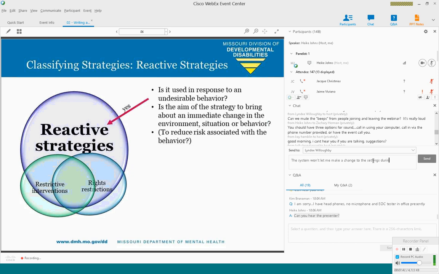Again, we're not talking about whether this is a good idea or a bad idea. We're just identifying situations that are reactive. Remember, that's reacting to a situation. Asking somebody to leave the room, asking other people to leave the room. That's a reactive strategy. Turning off noise, making the lights a little dimmer, using physical crisis management strategies, or even seclusion timeout. These are all reactive strategies that may or may not be used.